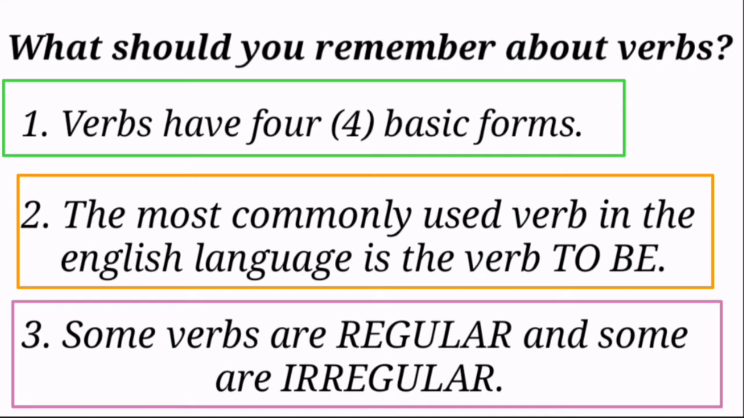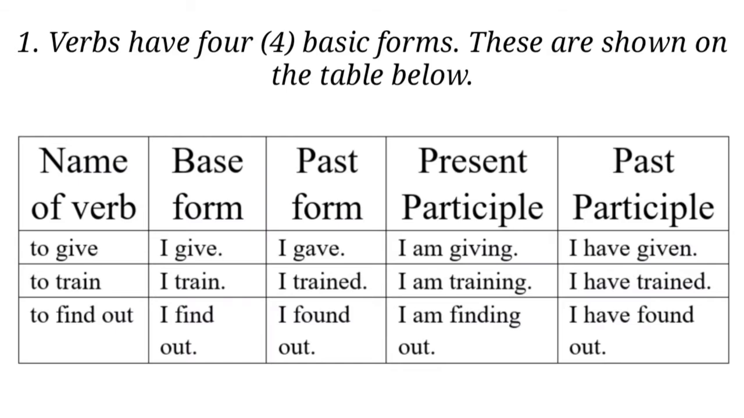Now let's tackle this one by one. Verbs have 4 basic forms. These are shown on the table below. Okay. We have here the name of the verb, base form, past form, present, and past participle. Now read examples.